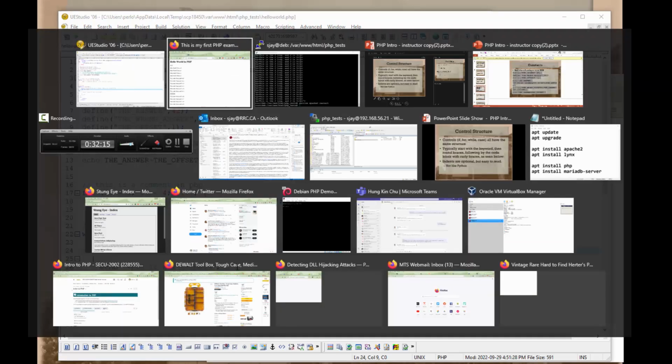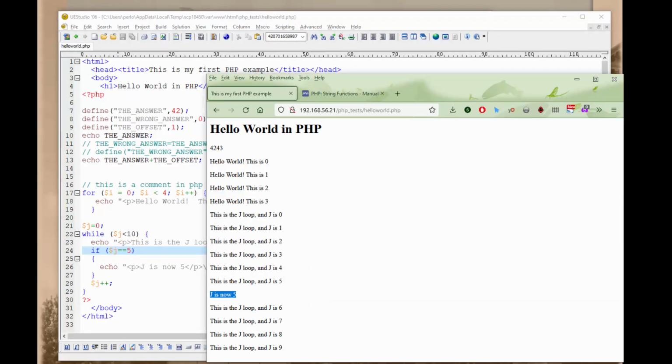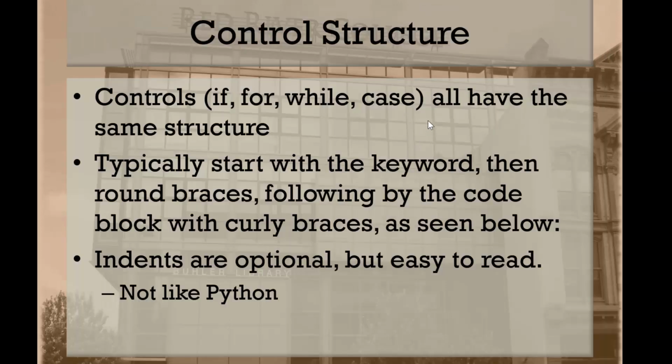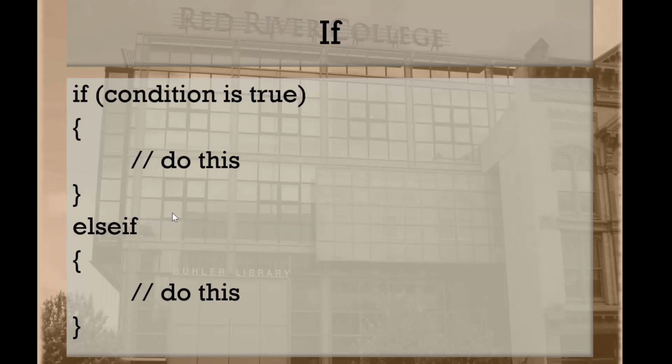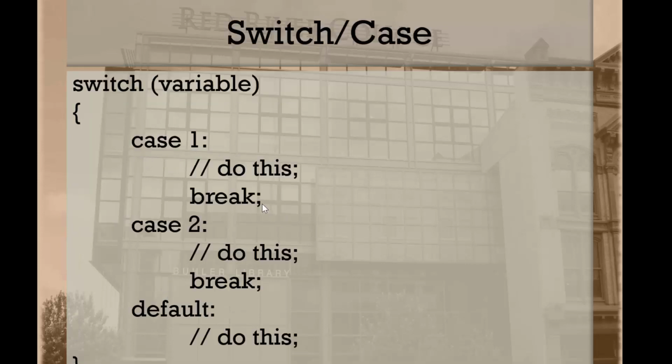Okay, so let's go back to our lecture notes and see where we are. We talked about control structures. We can do a for condition. We can do a while condition, which we've seen. We can do an if condition. We can also do an else if as well. And we can also do the switch, case 1, case 2, and a default overall condition. Very similar again to what we saw with Python.